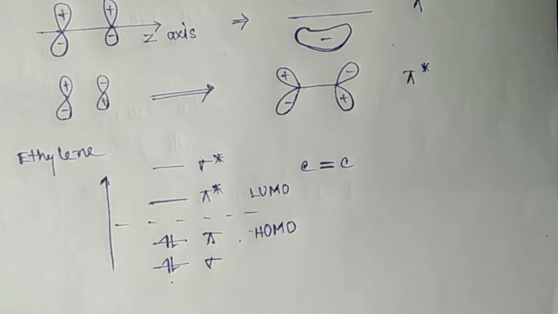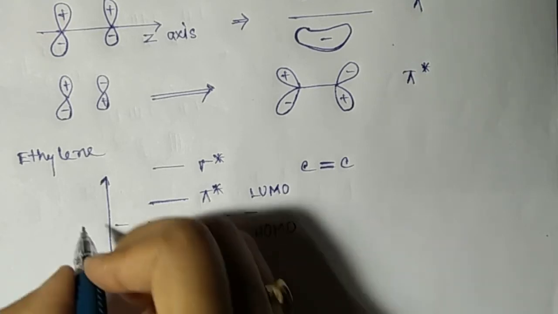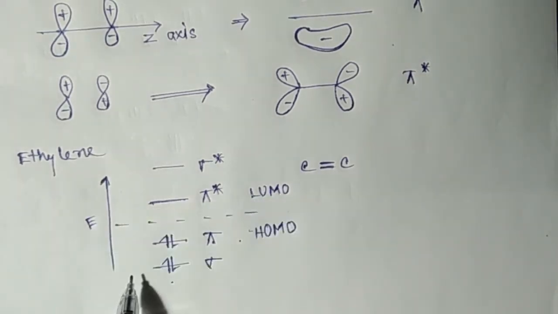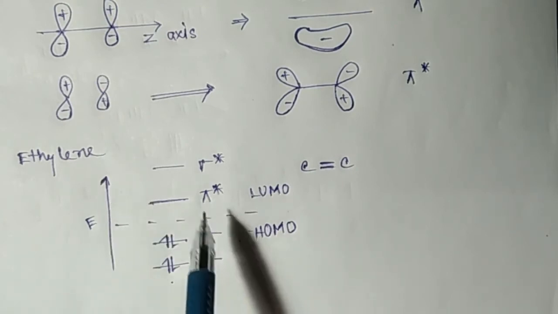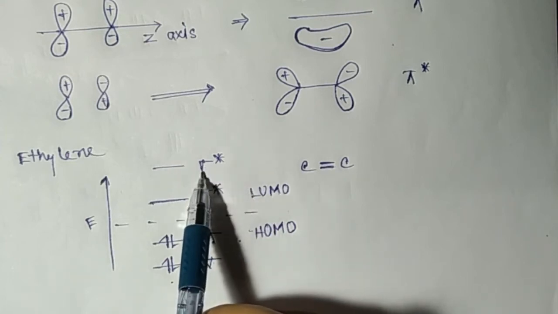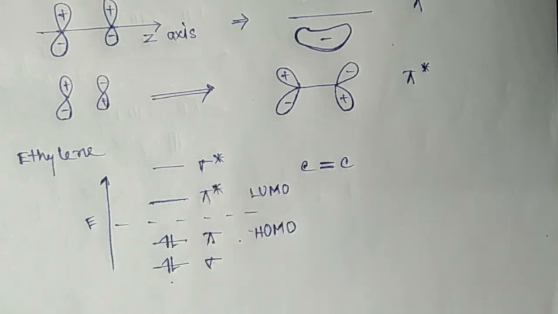In atomic orbitals, the orbitals are filled by maintaining the Pauli principle, Hund's rule, and the Aufbau principle. Similarly, these three principles, the Aufbau principle, Hund's rule and the Pauli principle, also apply here. So the energy increases from sigma to pi star to sigma star.